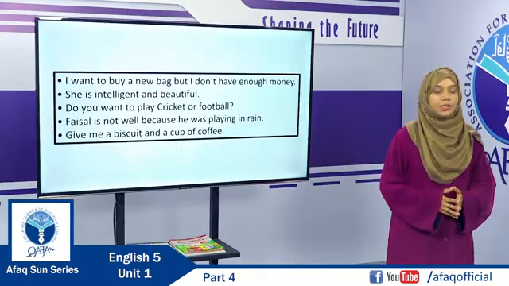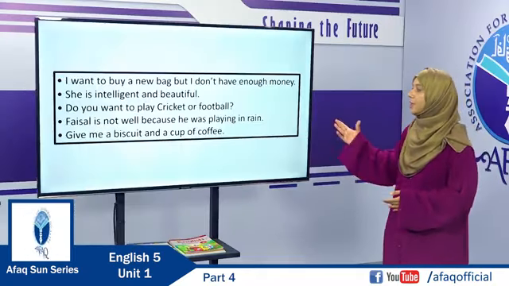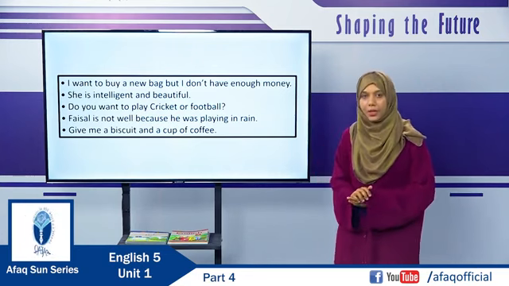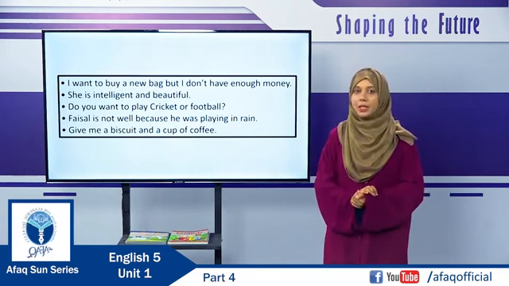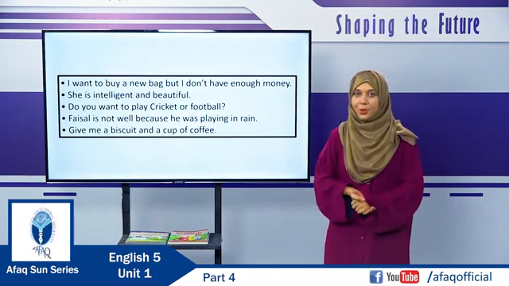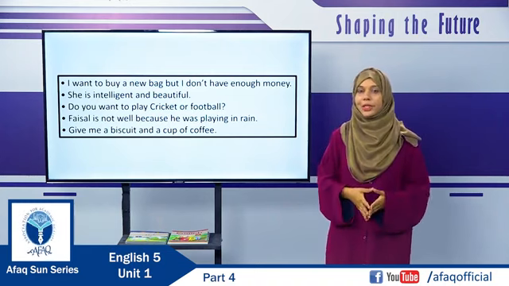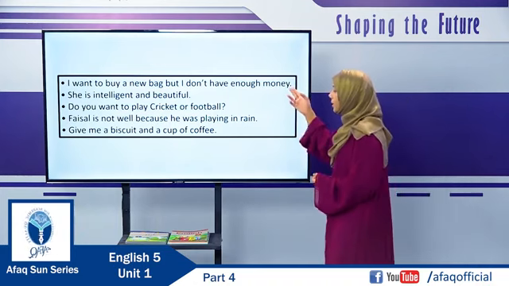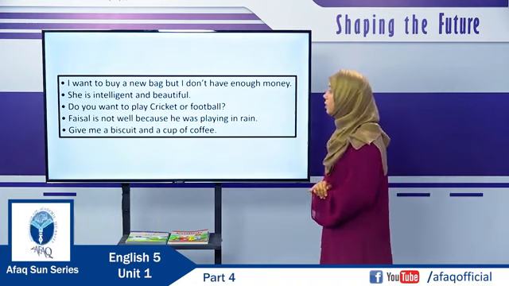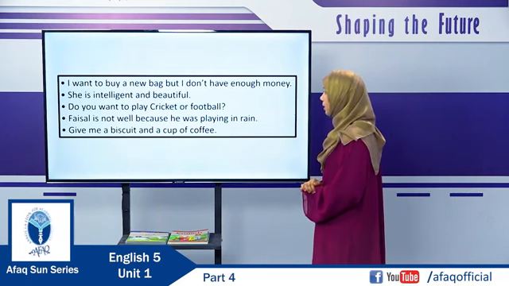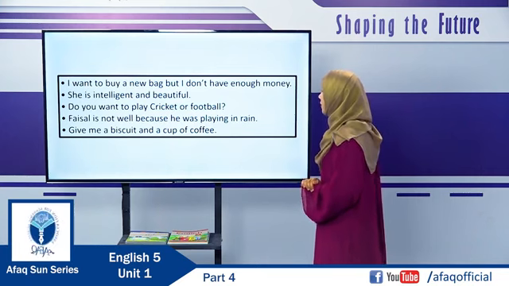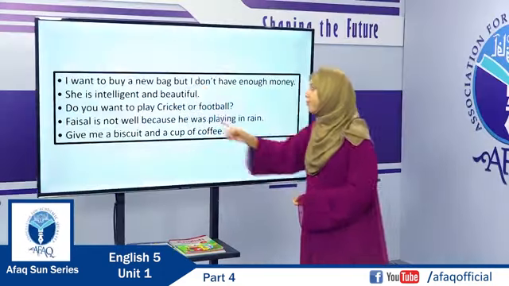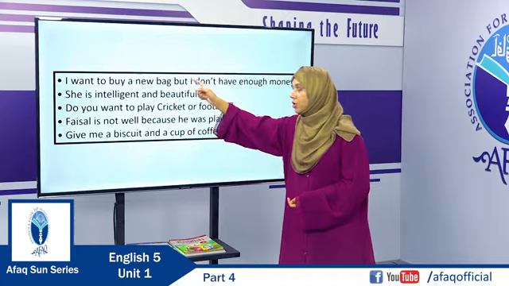Dear students, there are 5 different sentences on the board. You can see 5 different sentences over here. Read them carefully and notice the use of conjunctions. Okay, so the first sentence is, I want to buy a new bag, but I don't have enough money. So here we have a conjunction, but. Yes, but is a conjunction.